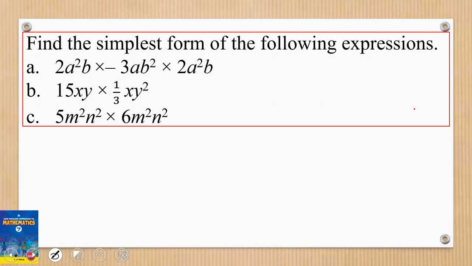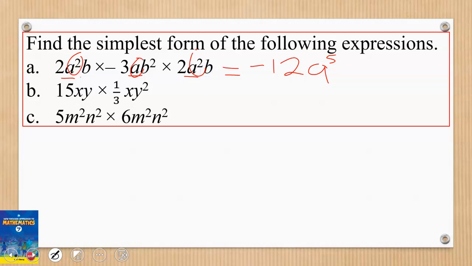Example: find the simplest form of the following expressions. We have 2a squared b times negative 3ab squared times 2a squared b. Once again, we look at the coefficients and we multiply the variables as well. So 2 times negative 3 will give us negative 6, times 2 will give us negative 12. Then a squared times a gives a cubed, times a squared again will give us a to the power 5, because here is 2, here is 1 making 3, here is 2 making 5.